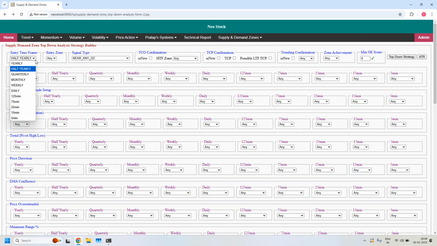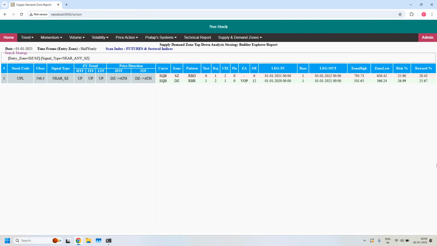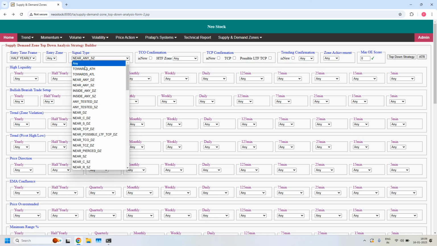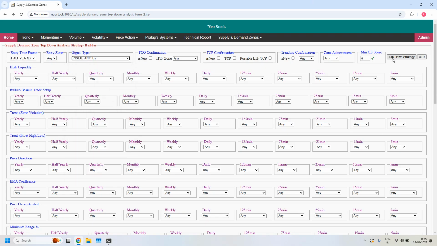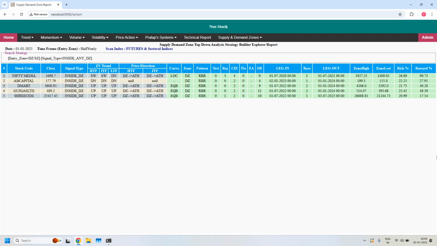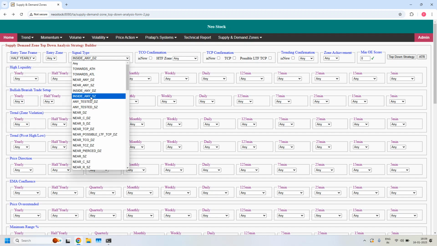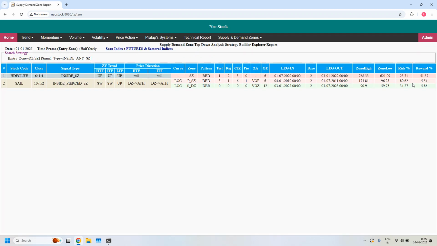Next half yearly time frame. Stocks near the half yearly supply zone. We got 1 stock. Next half yearly time frame. Price closed inside the half yearly demand zone. We got 5 stocks. Next half yearly time frame. Price closed inside the half yearly supply zone. We got 2 stocks.